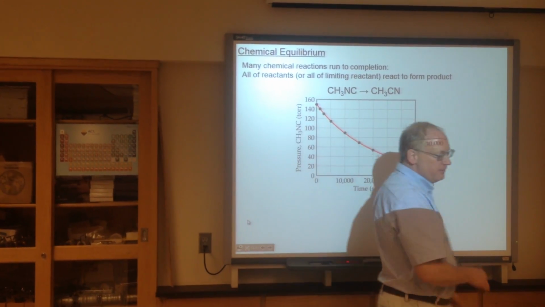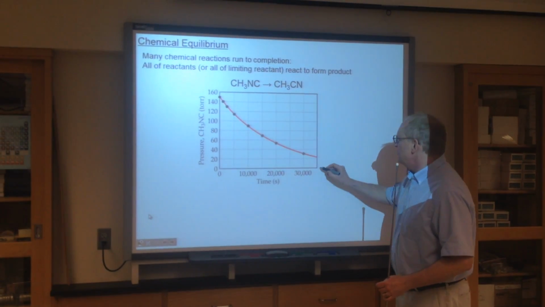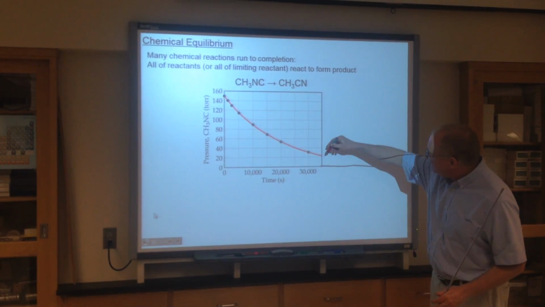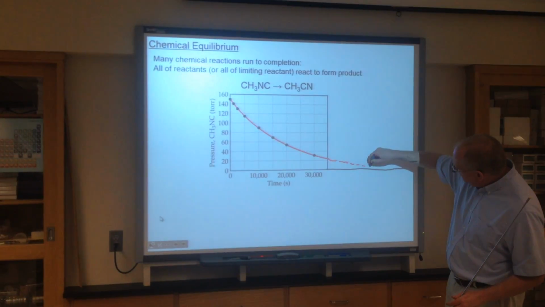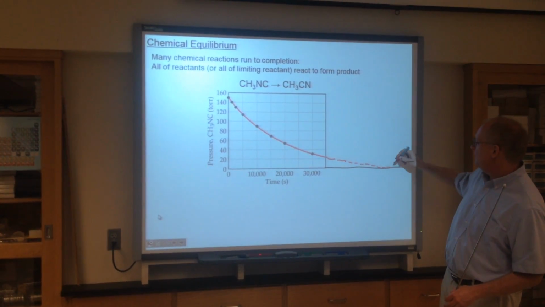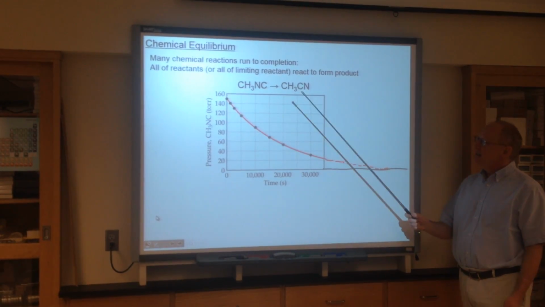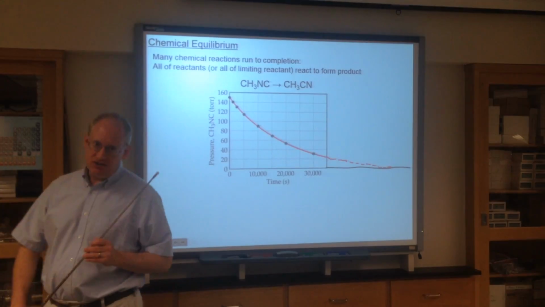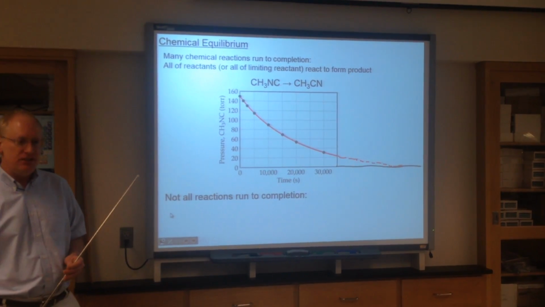And we know from the shape of that exponential decay curve that as time increases without bound, as time goes out to infinity, this concentration is eventually going to get down to zero. So eventually, all of our reactant will react to form product. And many chemical reactions do this. However, not all chemical reactions run to completion.